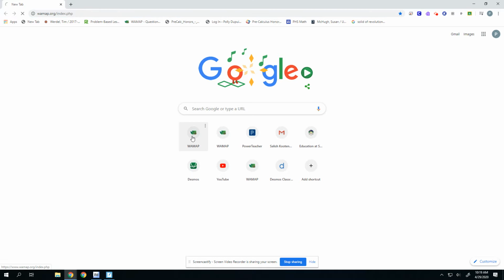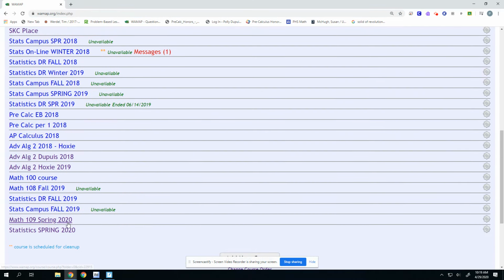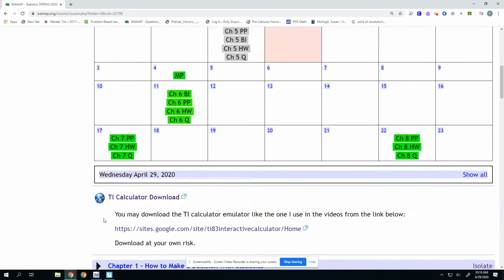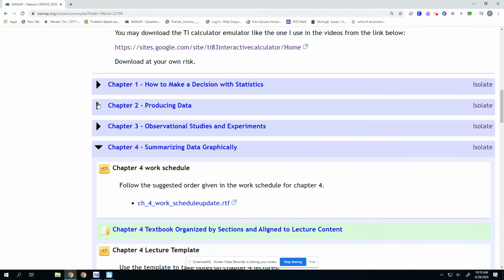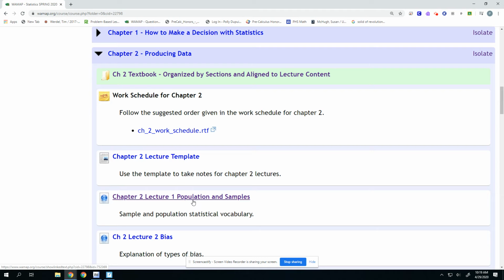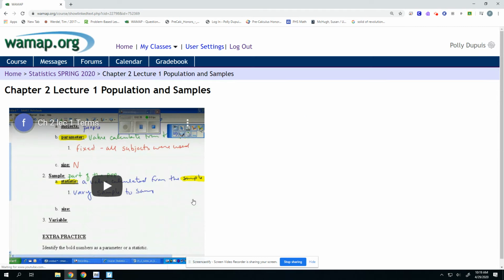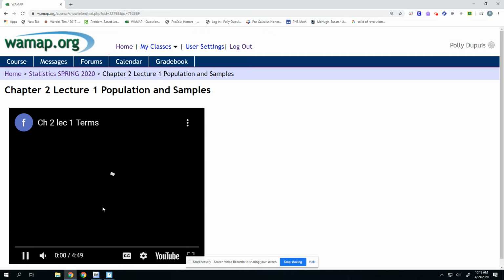Okay, so I'm back in the course. I'm going to go in as a student and I'm going to look at lecture 2. So I'm going to scroll down to chapter 2, excuse me. And if I go in here, oh, population and samples. Maybe that will help me. Oh, I see right here, sample size. What does that tell me?